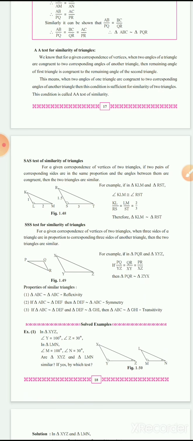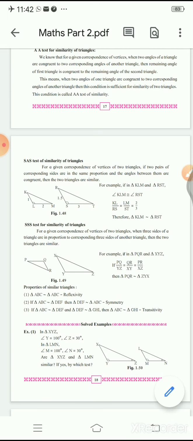First of all, the statement: for a given correspondence of vertices of two triangles, when three sides of a triangle are in proportion to corresponding three sides of another triangle, then the two triangles are similar. Once again, let us see the statement of this test. For a given correspondence of vertices of two triangles, when three sides of a triangle are in proportion to corresponding three sides of another triangle, then the two triangles are similar. Let us see how.